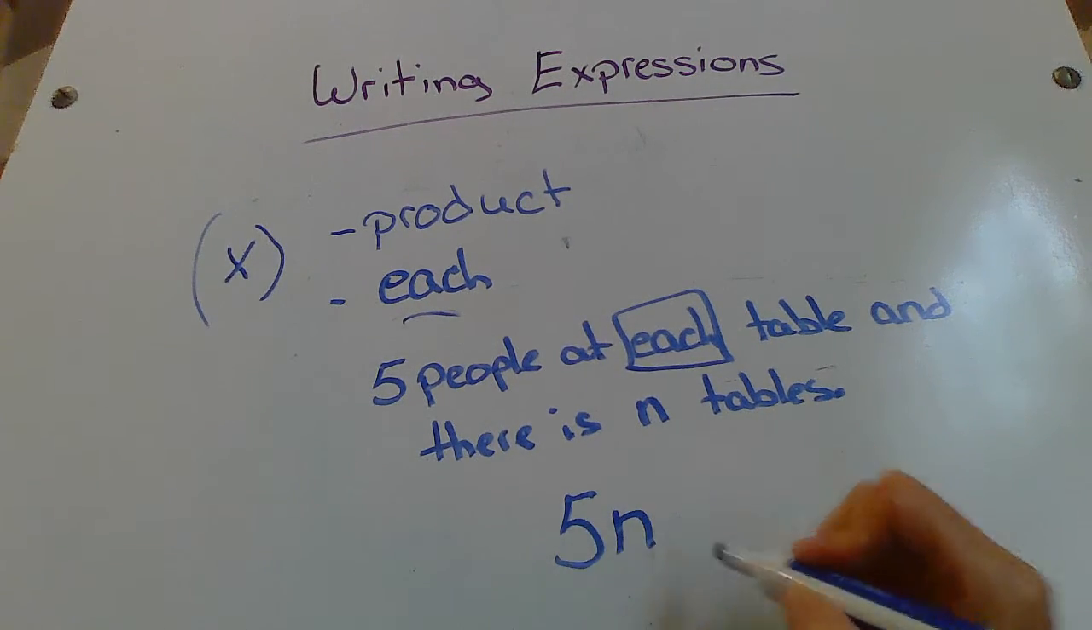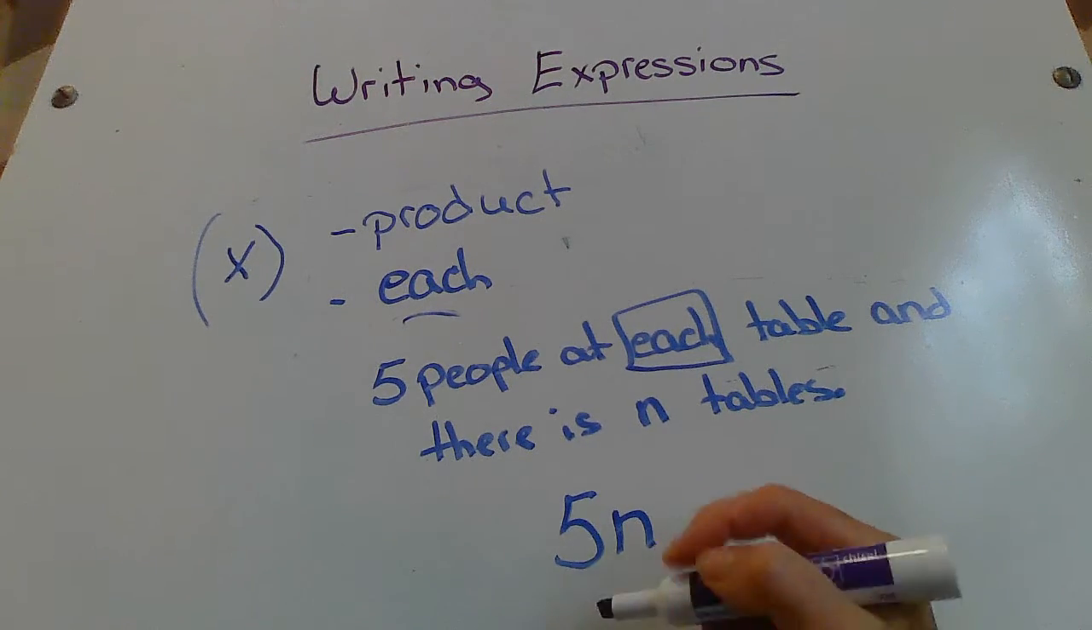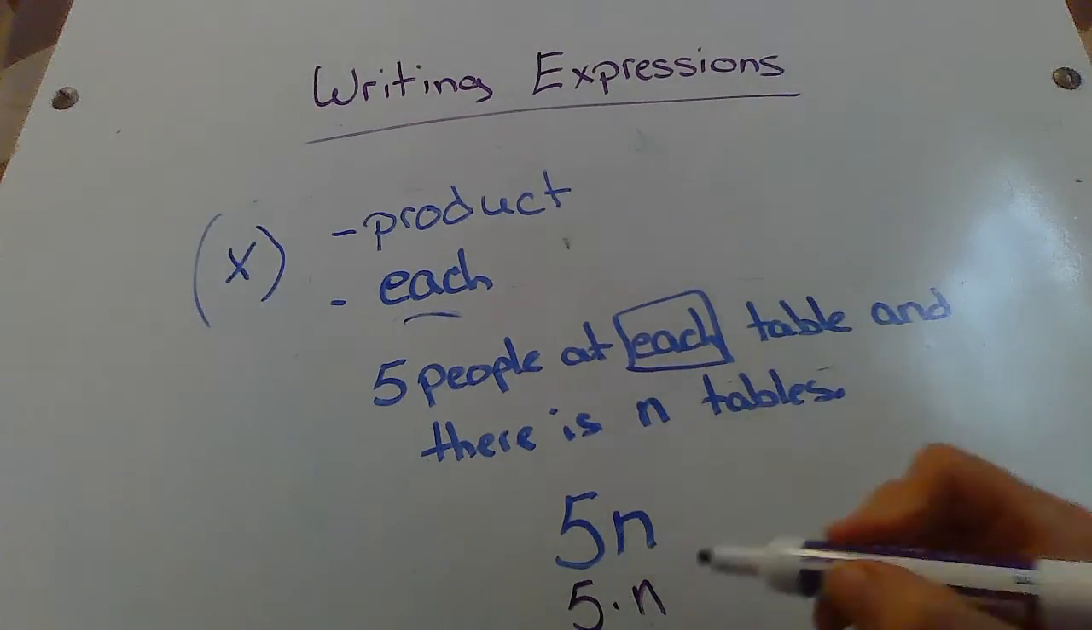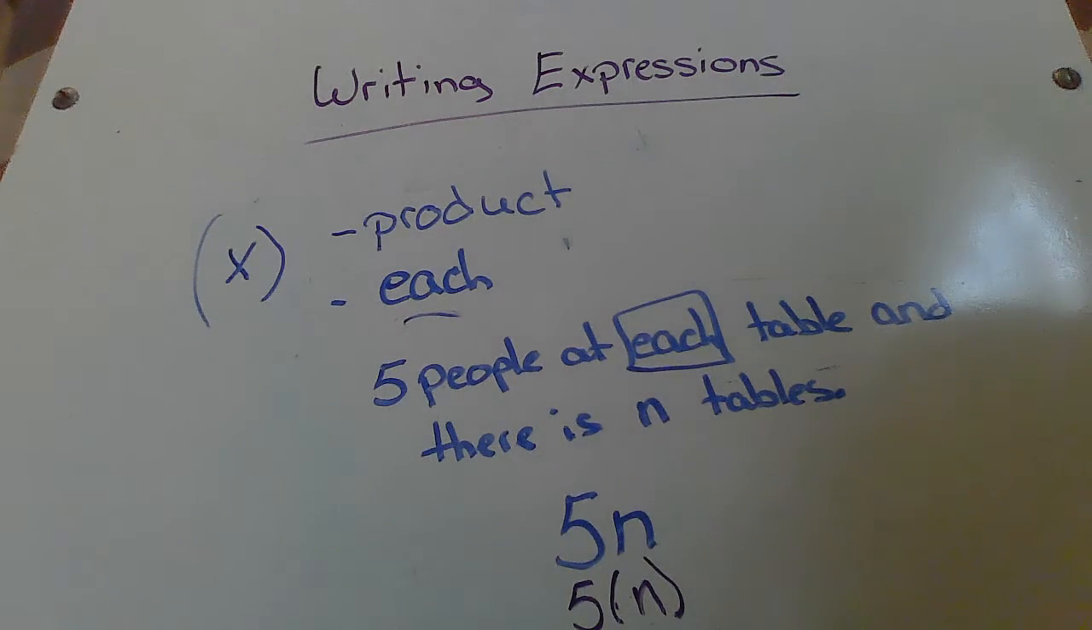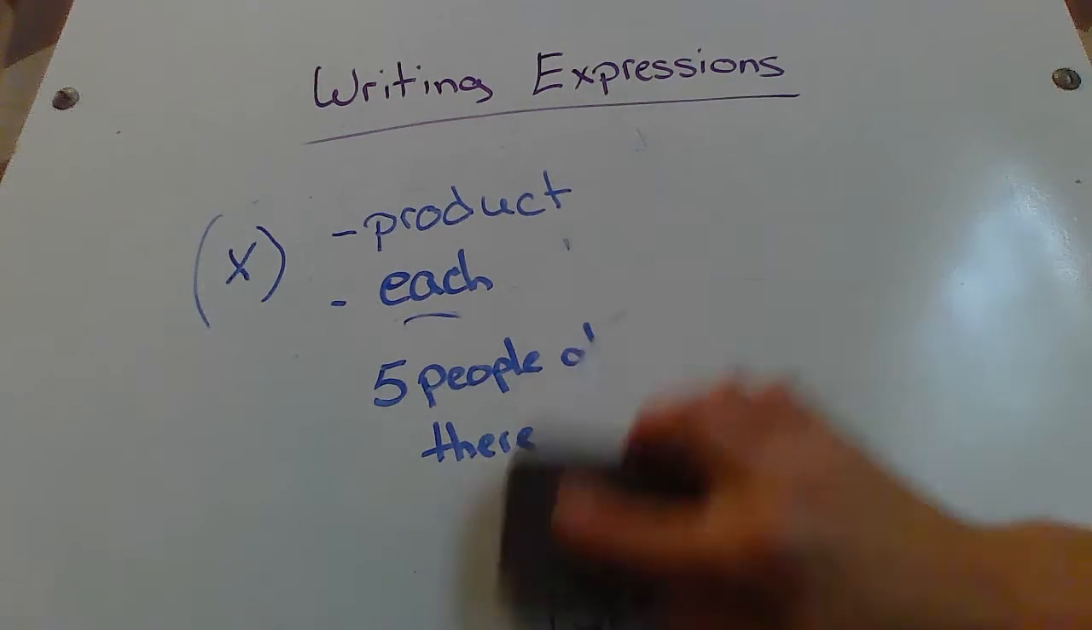So if I have 5n, you have to remember we don't write 5 times n. We don't use the x when we're using variables. A lot of times you can just write the number and the variable. Some people like to put a dot between the number and the variable. Some people like to put parentheses around them, whatever works for you, but do not use an X to show multiplication when you're using variables.